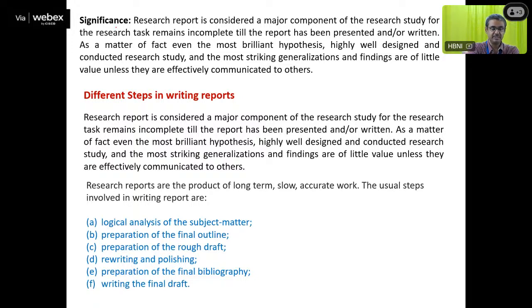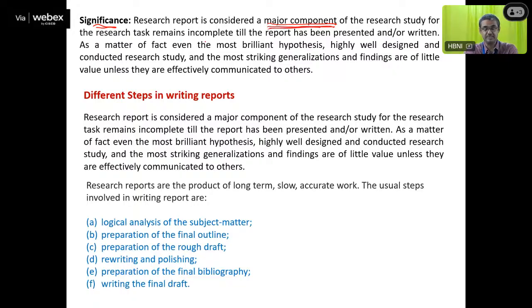So what is the significance we understood? That is the significance that research report is considered a major component. You will think the research design, data collection, and everything is a major component, but report forms a very big component because it is the report which will go to the examiner. The thesis will go to your external examiner, who has not gone through whatever pains you have gone through in data collection, interpretation, analysis, but ultimately he will just read the report. So it has to be very well organized, right, and well presented. So it forms a major component of the research study.